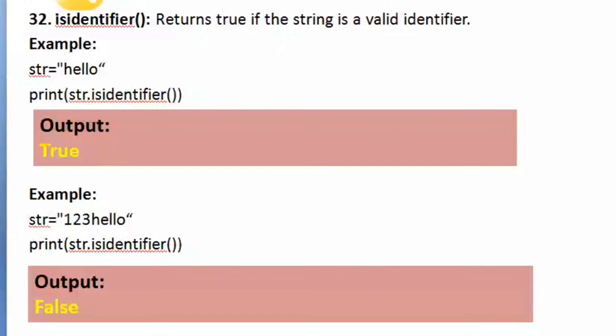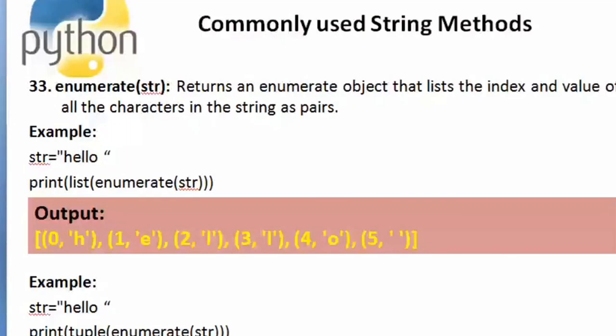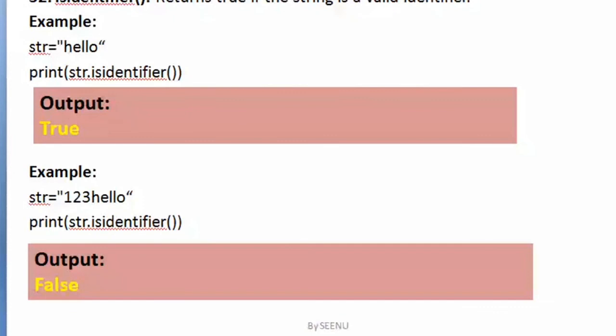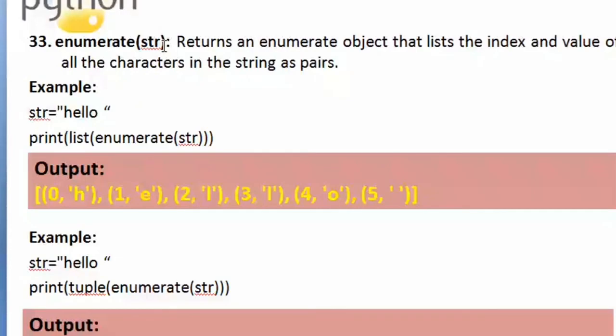Yes, ma'am. Okay. Now coming to the 33rd one, which is enumerate. The method name is enumerate, which takes in a string. It returns an enumerate object that lists the index and value of all the characters in the string as pairs. What are the pairs? The index and the value. It's giving it as pairs.